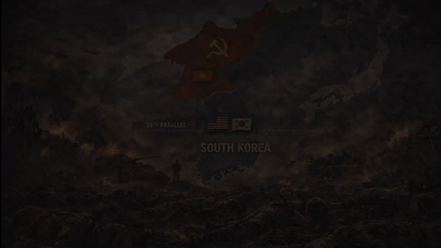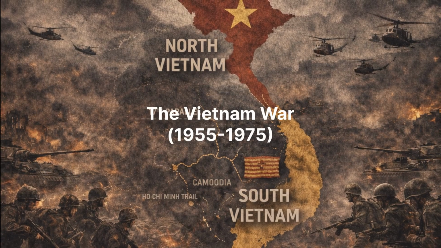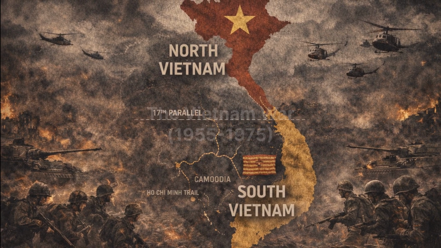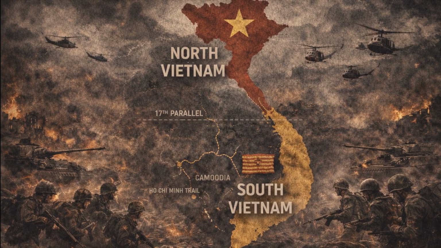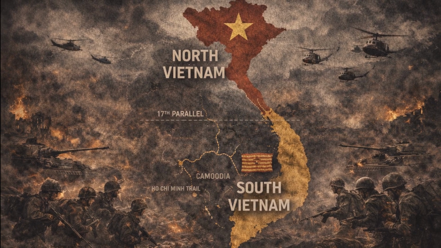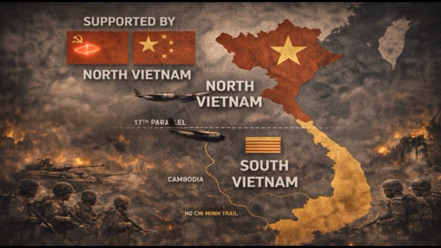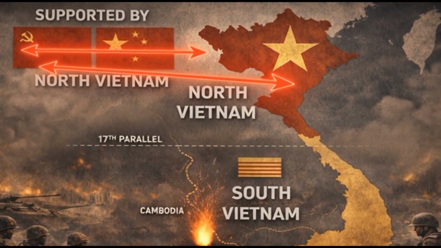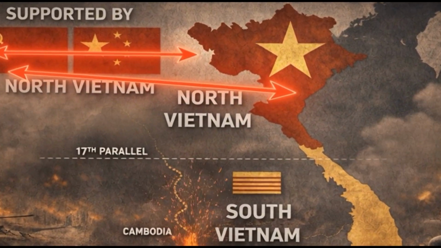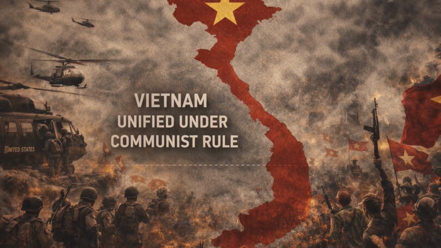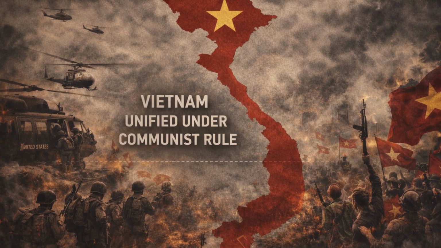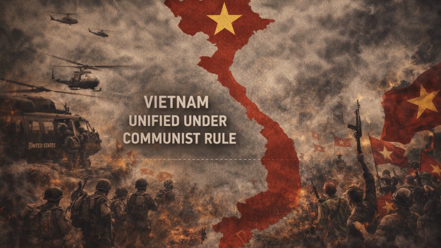5. The Vietnam War, 1955 to 1975. This was a long and brutal conflict between North Vietnam, supported by the Soviet Union and China, and South Vietnam, supported by the United States and its allies. The war eventually ended with the withdrawal of American forces and the reunification of Vietnam under communist rule.